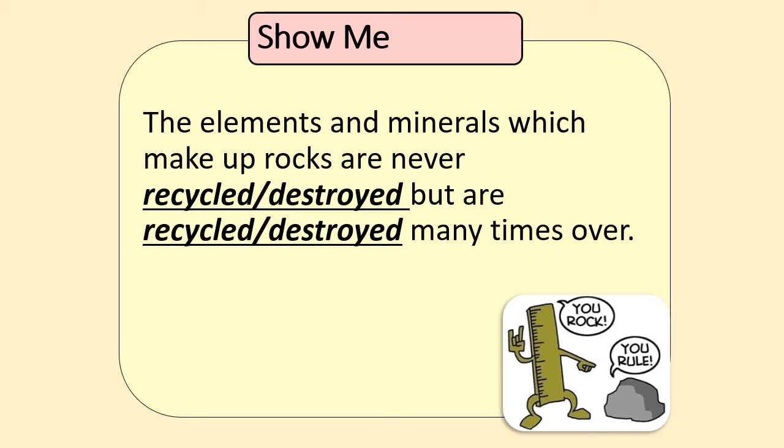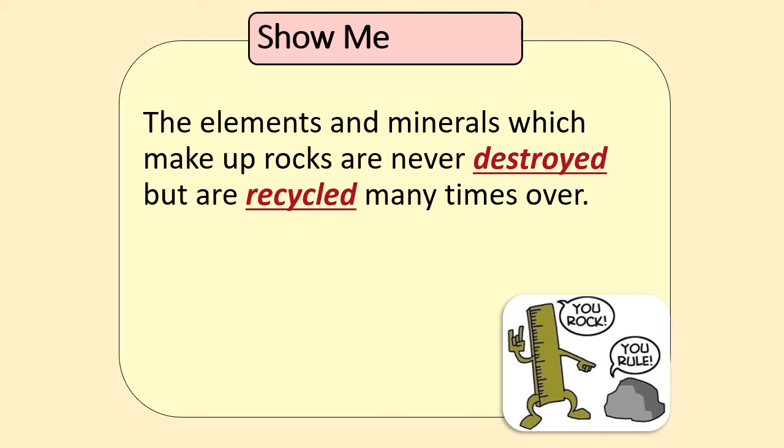Okay, so in this one, you have to choose the correct words for each part of the sentence. The elements and minerals which make up rocks are never either recycled or destroyed, but instead they are recycled or destroyed many times over. Which is the correct word for the first part of the sentence and which is the correct word for the second part of the sentence? Well, the minerals which make up rock are never destroyed, but they are recycled many times over.